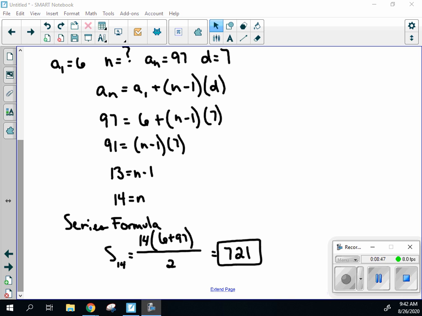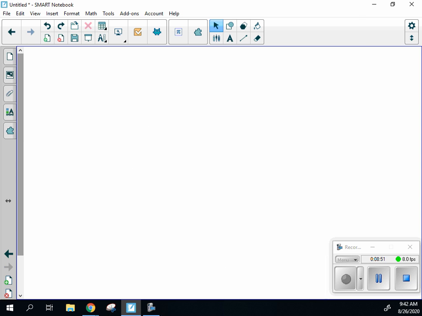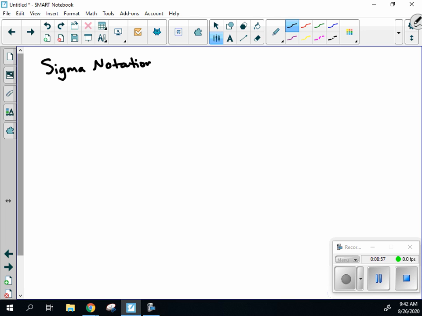There is one other thing I need to touch base with quick, and that is sigma notation, which is just representing a series. Sigma is this sign. It's a Greek letter. We use a lot of Greek notation in mathematics. It's really not a big deal. It's just something for you to know, because you might see it, and I just want you to be aware of what it is.